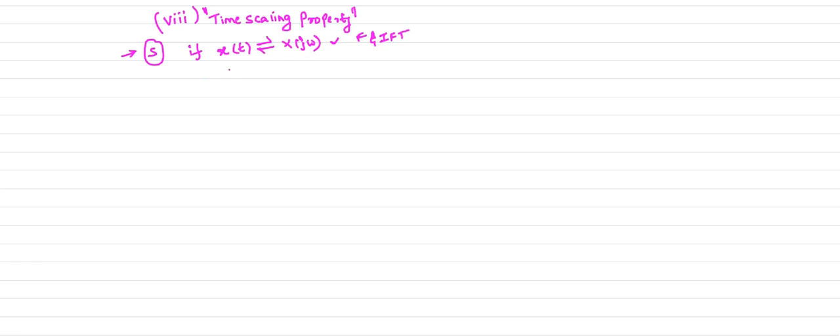Coming to the time scaling property, the statement is like this. For x(t), the Fourier transform is X(j omega). Then if you scale your input signal, that is x(at).